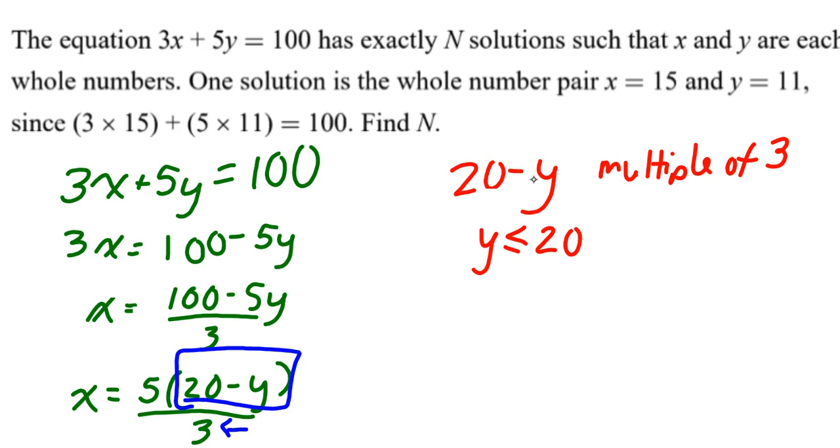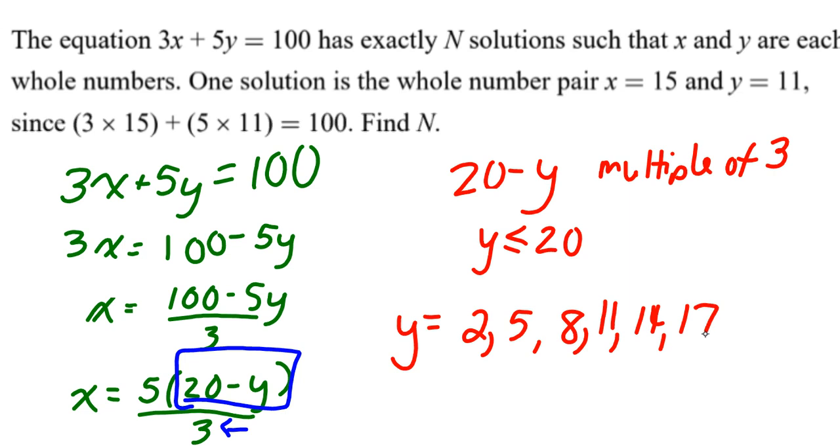So if y was 0, won't work because 20 is not a multiple of 3. If y was 1, not going to work, 19, not a multiple of 3. If y was 2, oh, I get 18. That is a multiple of 3. And I'm literally just going to start writing 2 works, 5 works, 8 works, 11 works, 14 works, 17 works, and 20 works, because that's okay to have like 0 there.